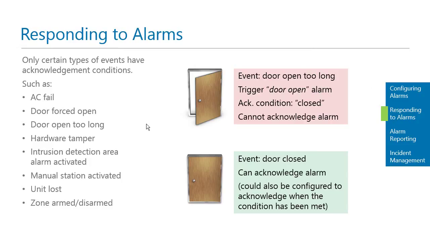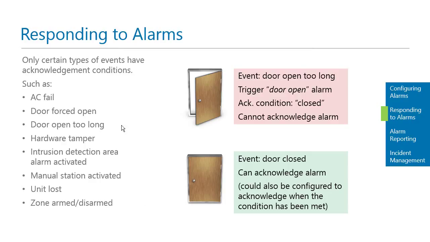So taking a look at some of the entity types, this is just a sampling. You can find all of them in the administrator's guide. But there's only certain events that do have these acknowledgement conditions. There are some where it just doesn't make sense to have that because there isn't a definitive state change. But for instance, something where we have an AC fail, we want to make sure that power is returned to the unit before we can acknowledge the alarm.